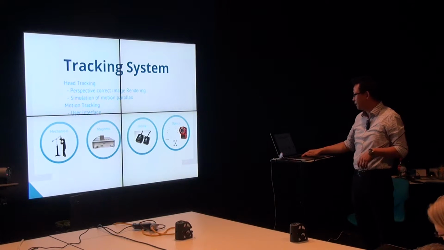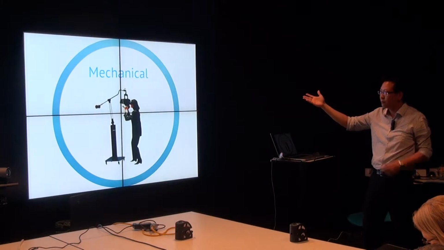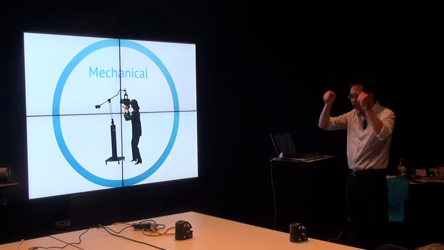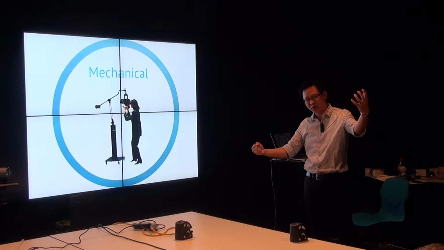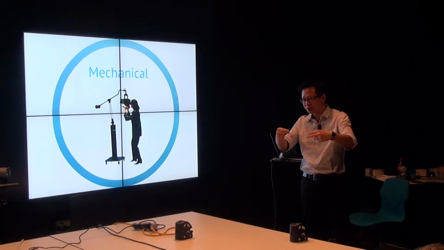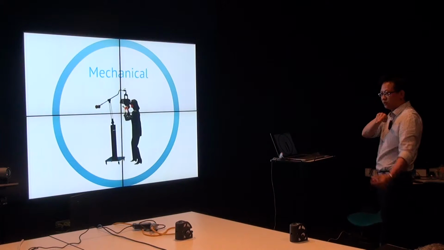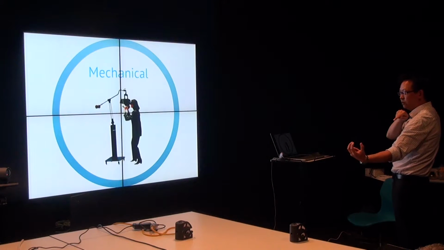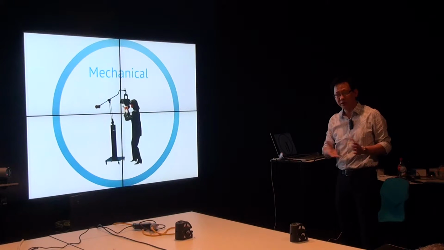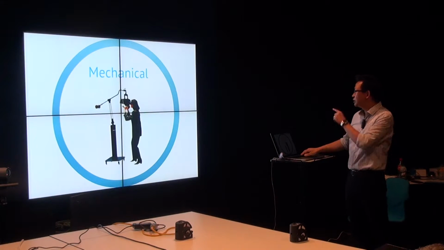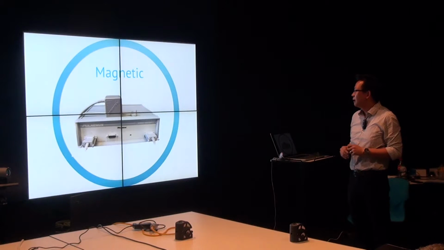There comes a different type of tracking system, right? That's mechanical, so that when you move to a certain position, the system actually gives you the perspective, the view of that position. Then move to another position, the system gives you that view, so it's kind of like simulating what you do every day. Okay, this is mechanical, and there's magnetic.